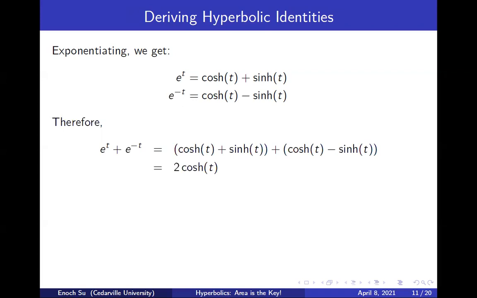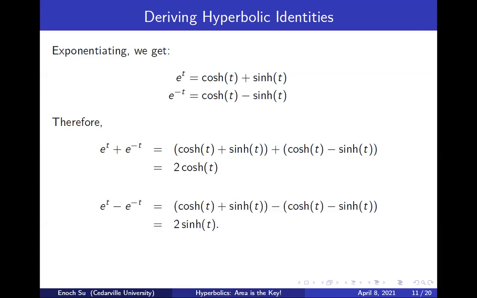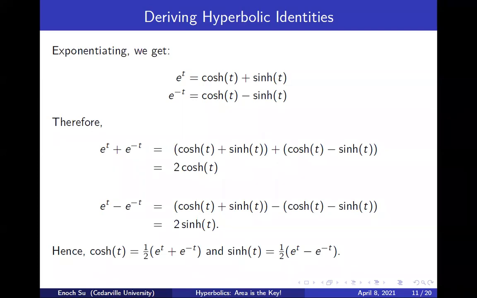Also, e to the t minus e to the negative t gives us 2 sinh t when we work it all out. Now you see how close we are to getting cosh t and sinh t. All we have to do is, in each of the two equations, divide by 2, and we find out that the calculus textbooks were right, and cosh t equals 1/2 of e to the t plus e to the negative t, and sinh t equals 1/2 of e to the t minus e to the negative t. So now, thanks to our area parameterization, we understand where these formulas are coming from.